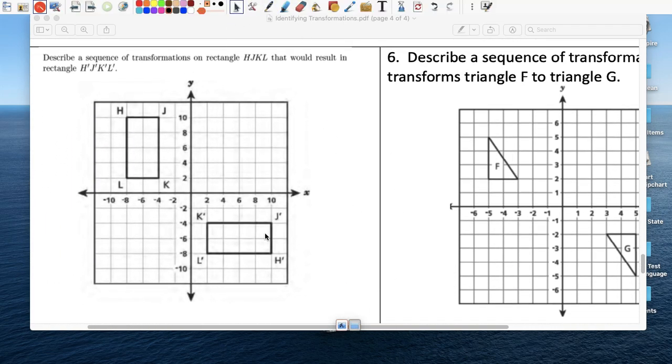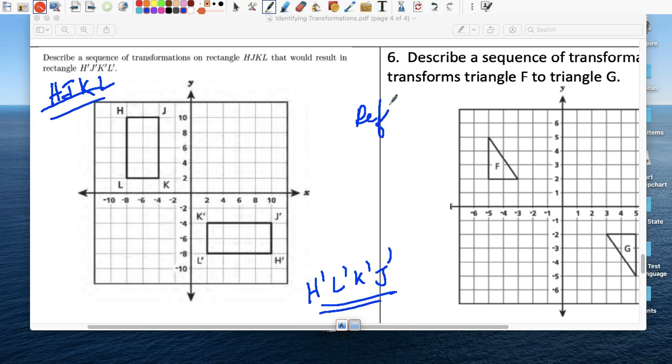Notice that these 2 rectangles are congruent. They're exactly the same size. Let's look at the order. Here H is seated next to J, who's seated next to K, who's seated next to L. This one, let's start with H. H prime is seated next to L prime, who's seated next to K prime, who's seated next to J prime. Are they the same order? No. There was a little switch here. You can tell there's a switch. So there's a reflection involved here.